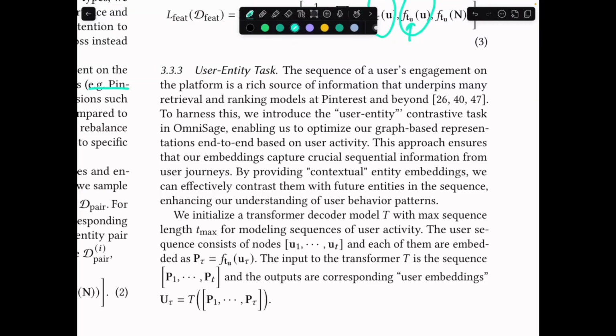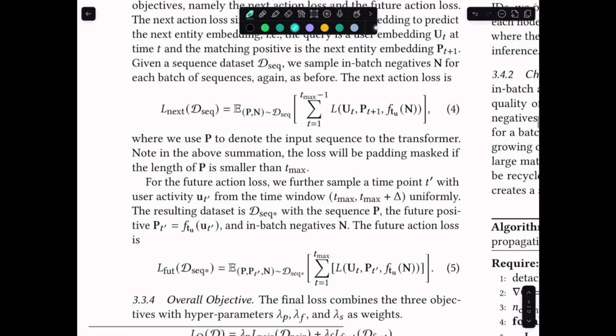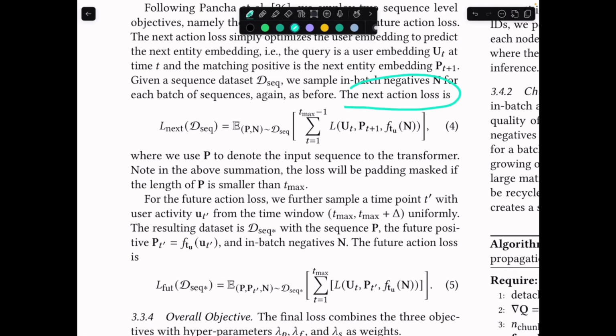And lastly, the user entity task. This is the sequence modeling component of OmniSage. They basically leverage a lot of their previous work in PinnerSage. First of all, they use the user's previously engaged pins to represent and generate a user embedding. And then they have two goals. One objective, as they said, is the next action loss. So given the user's current sequence, you predict the next sequence. Given the user's current engaged entities, you want to predict what is the next pin that the user will engage.